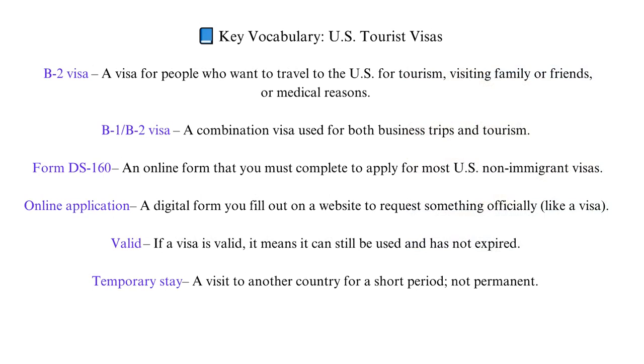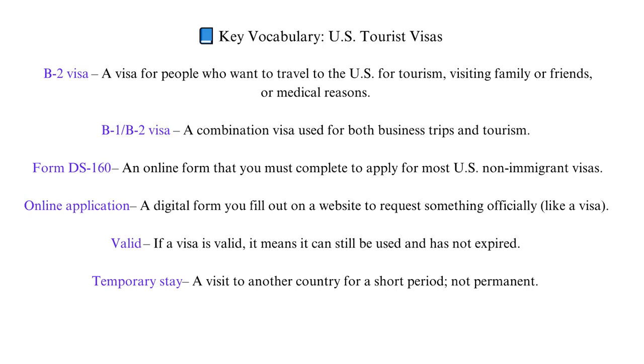The B2 visa is for people who want to visit the United States for tourism. It also covers visits to family or friends and travel for medical treatment. The B1/B2 visa is a combination visa. It allows travel for both business purposes and tourism in one trip. Form DS-160 is the online application form you must complete to apply for most US visas. You submit it before your visa interview at the embassy or consulate.